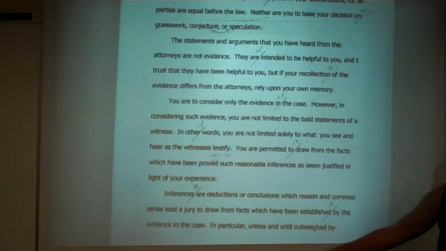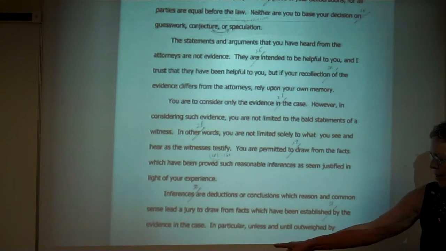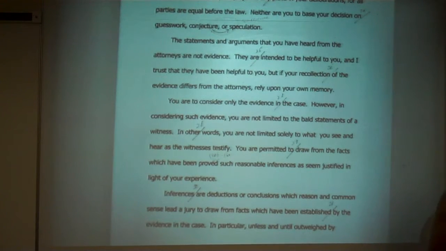Here's another little introductory thing, in particular, comma. Okay, ready to move on?